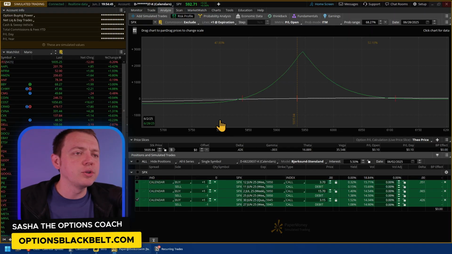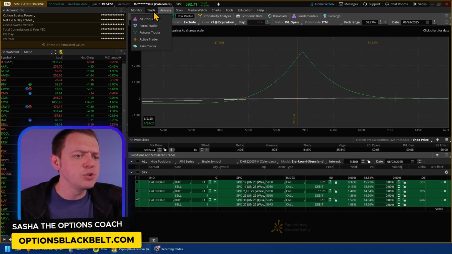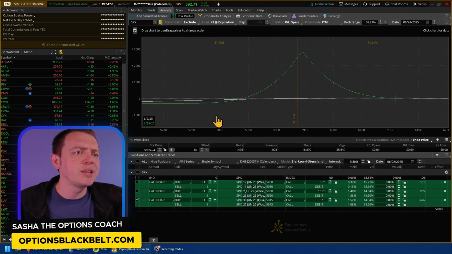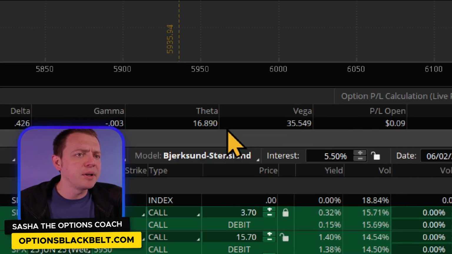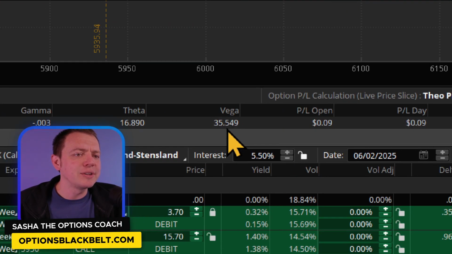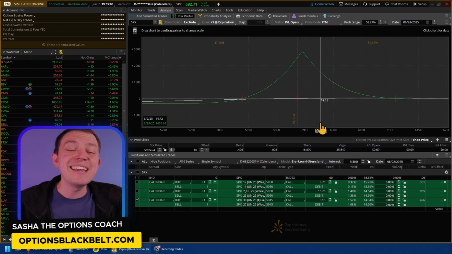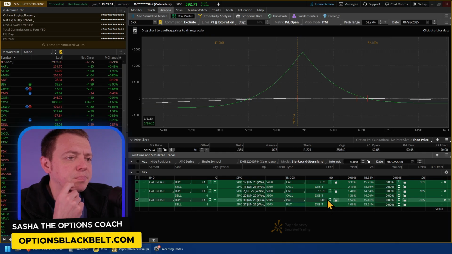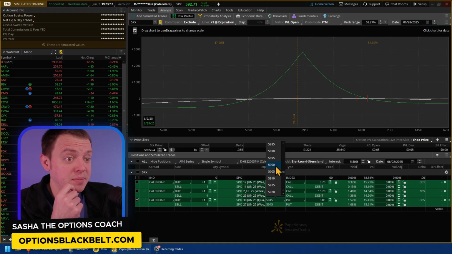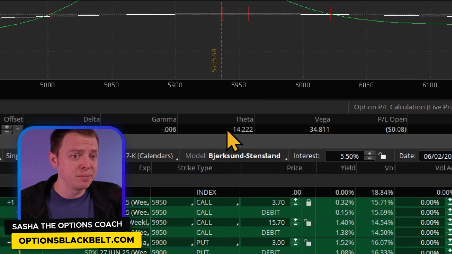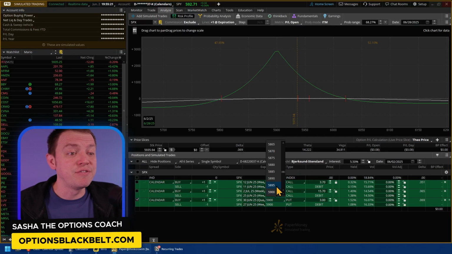So what I want to show you here is a calendar spread on the SPX. At the moment, June 27th and June 30th, this is about 25 days out. When we set up a calendar spread like this and look at the Greeks, the theta is only 16, the Vega is actually 35, and the delta is 0. So this is much more of a Vega-based trade, not a theta-based trade. Even if I shift this calendar spread to the put side, maybe to 5,900, look, Vega versus theta, you still have a Vega-based trade.